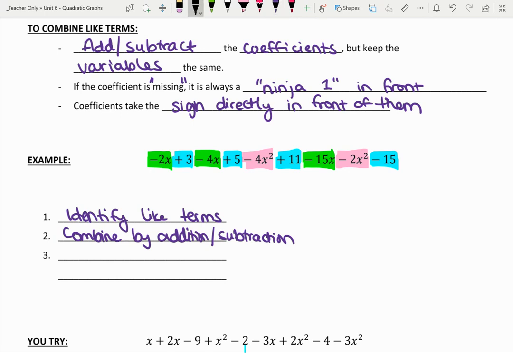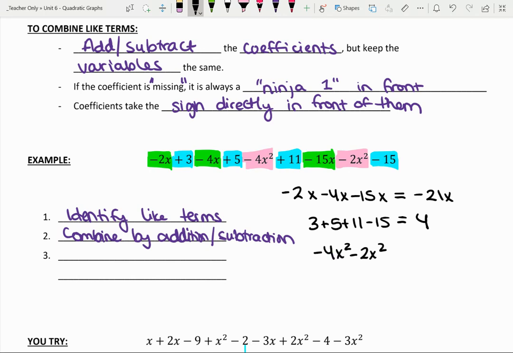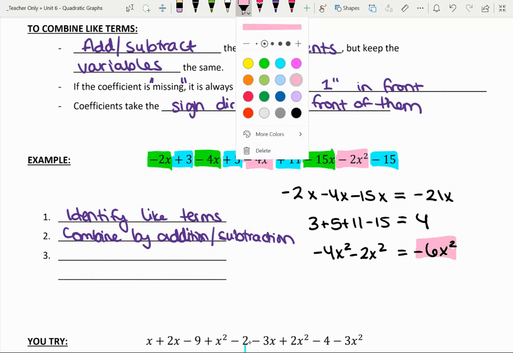So maybe starting with my x's there. Negative 2x minus 4x minus 15x. Again, I just add or subtract those numbers together and I'll get negative 21x. Then I'm going to do 3 plus 5 plus 11 minus 15. So that will all add up to 4 if we take the time to do that. And then finally, negative 4x squared minus 2x squared. Negative 4 minus 2 gives us negative 6x squared. So I've taken my like terms and I've combined them using addition or subtraction.